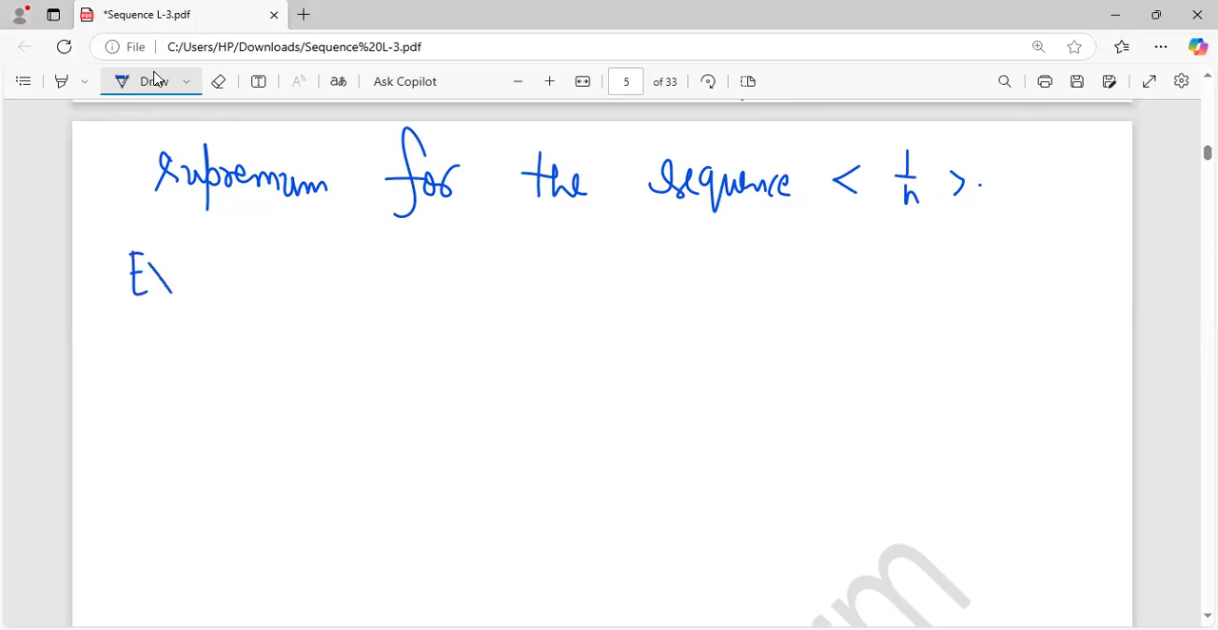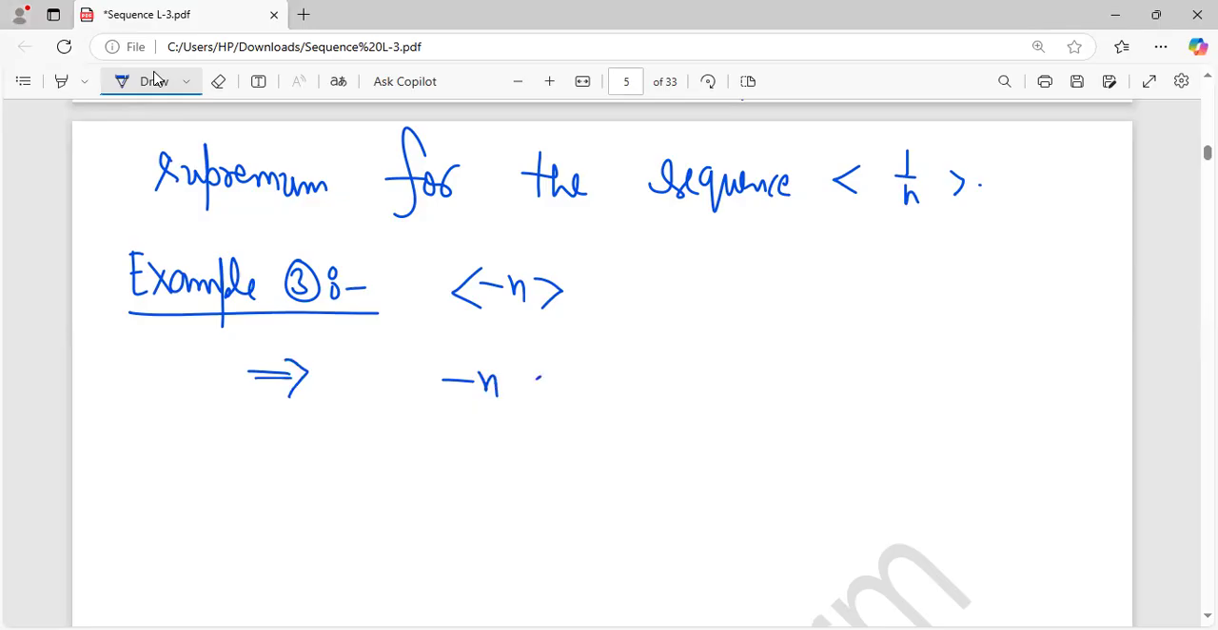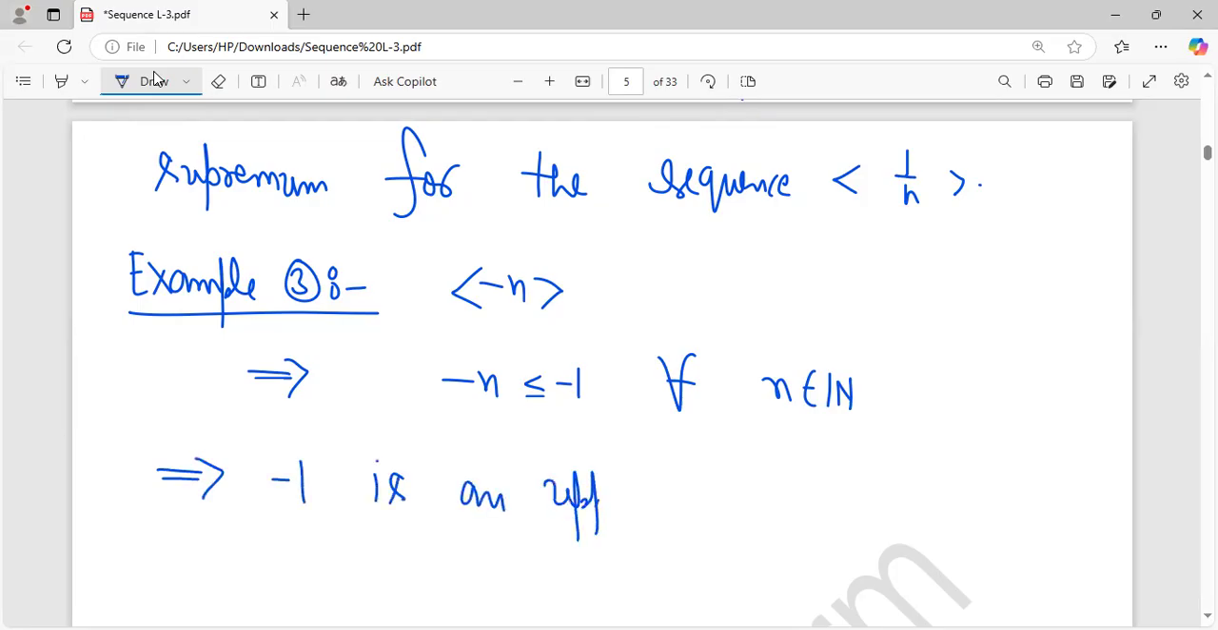Example 3, I'm taking. You see this example. This sequence is bounded above. So you see that minus n is always less than minus 1 for all n belonging to the natural numbers. So this implies minus 1 is an upper bound for this sequence.